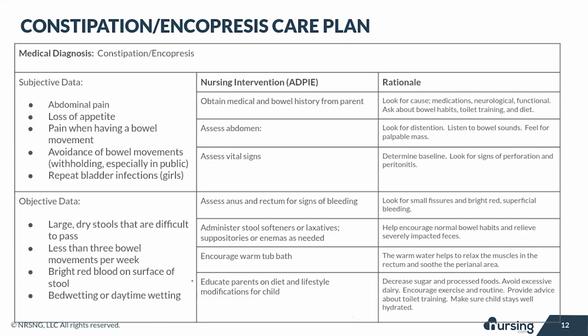All right, our last intervention here is super, super important. So we really want to make sure that we take time to educate parents on this. Like I said, most of the time, the issues for constipation are functional. So again, it's about bowel habits and toilet training and diet. So our last intervention here is about making sure parents know about lifestyle modifications that they can make for their child.